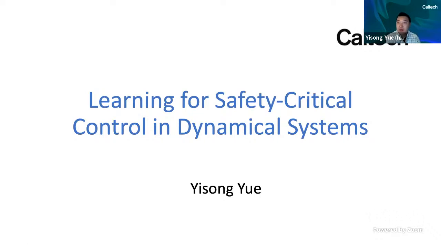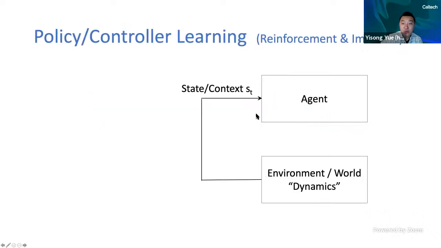Today, I'll be talking about some of the work that my group and our collaborators have been working on, mostly at Caltech, in the area of learning for safety critical control in dynamical systems. Just to set the stage, of course, this is probably familiar to most of the audience, but to make sure we're all on the same page.